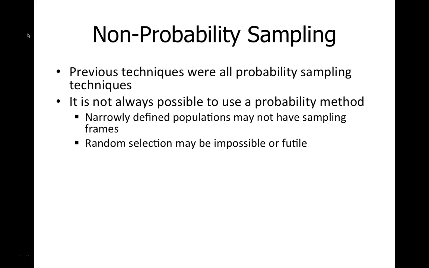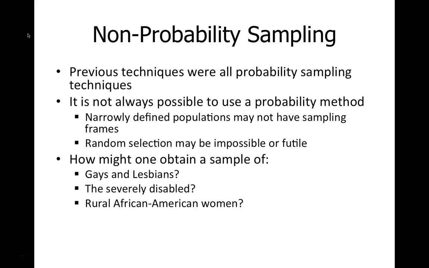So for example, I recently conducted a study that was looking at young adults who drink and are sexually active in New York City. So obviously I'm not going to get a sampling frame of all young adults in New York City who drink and have sex. And so this is a situation in which a probability sample wasn't really possible. I'll talk a little bit about that study again at the end and some of the decisions that we made. So how might we get a sample of gays and lesbians, people who are disabled, rural African-American women, all sorts of different groups that we're looking at? It's really difficult for us to think of what that sampling frame might be.